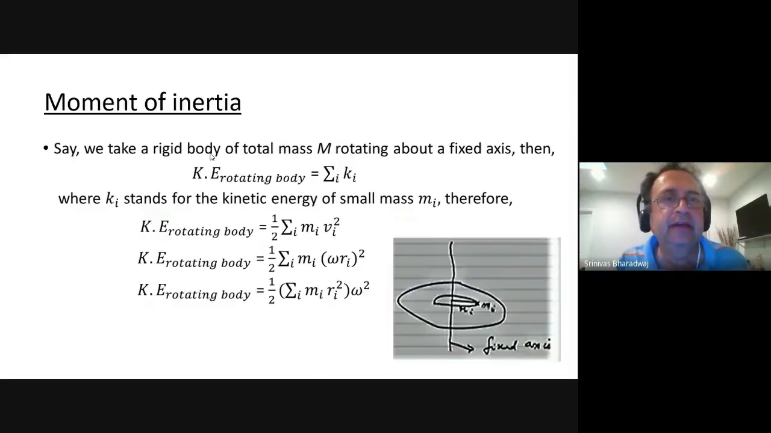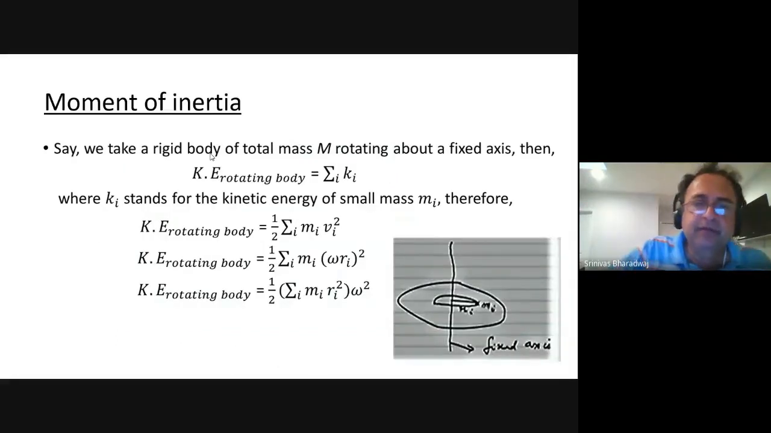Then we discussed moment of inertia. We already discussed half I omega square, and that gave us an idea of the kinetic energy, which is half I omega square. The angular momentum is I omega. Remember those two.